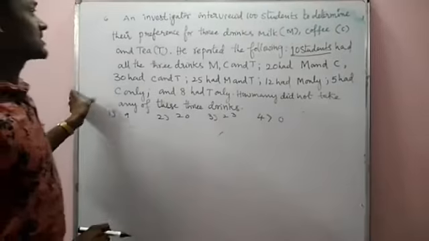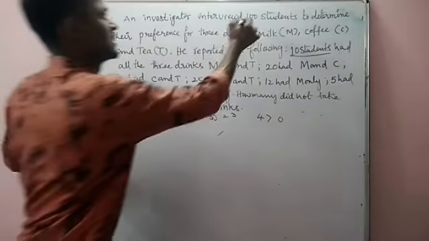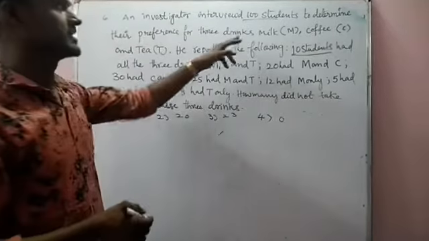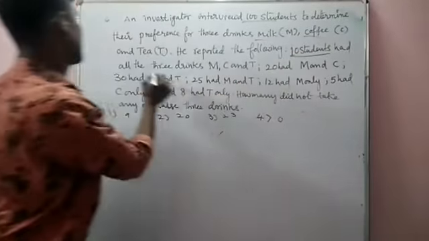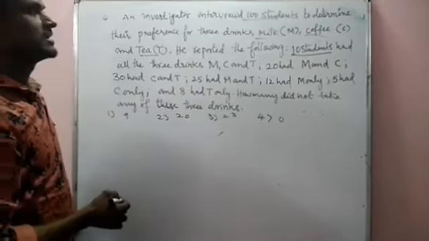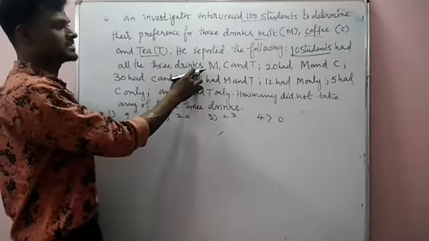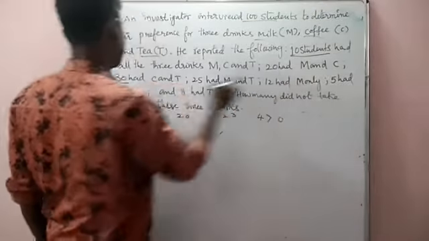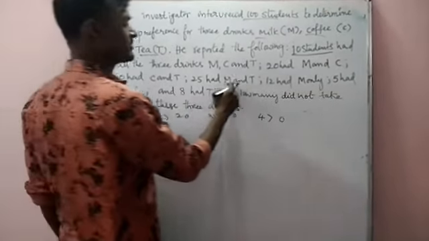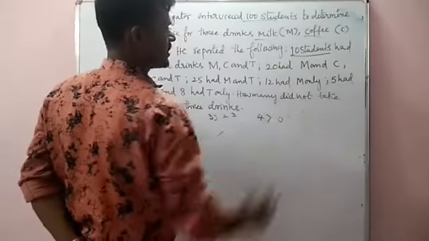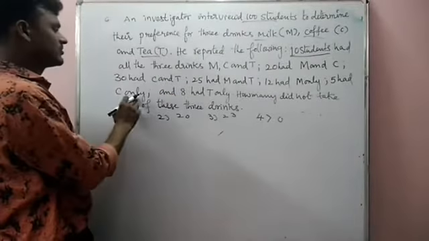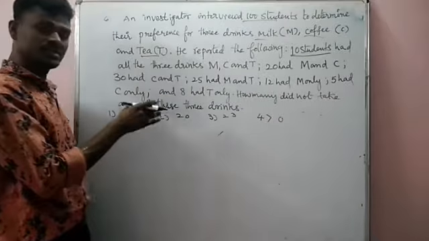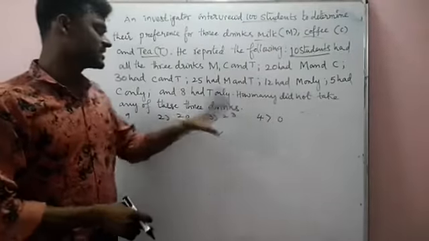Okay, next my question is: an investigator interviewed 100 students to determine their preference for 3 drinks: milk, coffee, and tea. He reported the following. 10 students had all 3 drinks: milk, coffee, and tea. 20 had milk and coffee, 30 had coffee and tea, 25 had milk and tea, and 12 had milk only, 5 had coffee only, and 8 had tea only. How many did not take any of these 3 drinks?